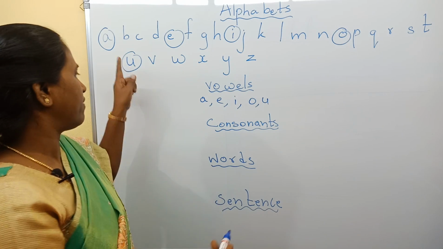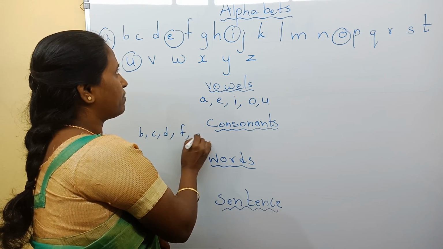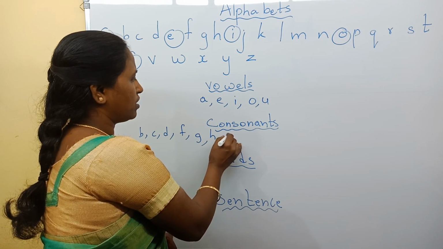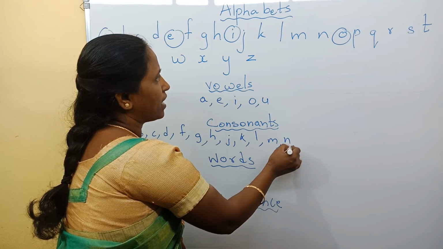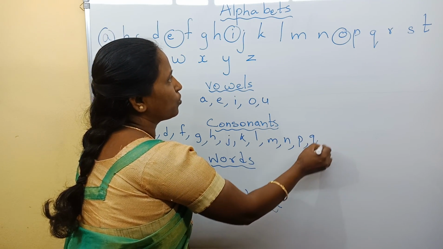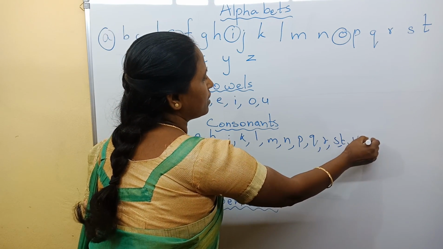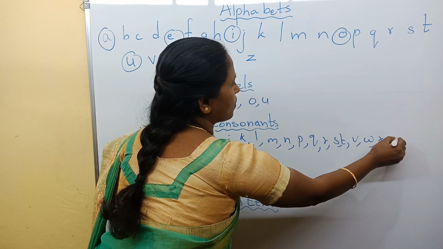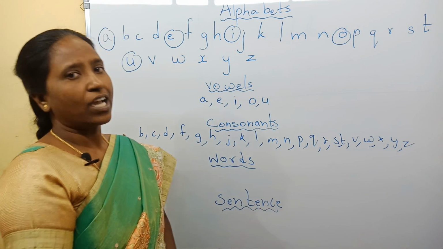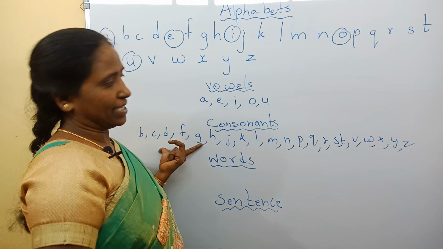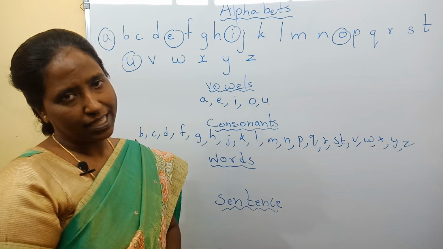What are the rest of the alphabets? B, C, D, F, G, H, J, K, L, M, N, P, Q, R, S, T, V, W, X, Y, Z. All these are consonants. Consonants are the letters apart from the vowels in the alphabet.